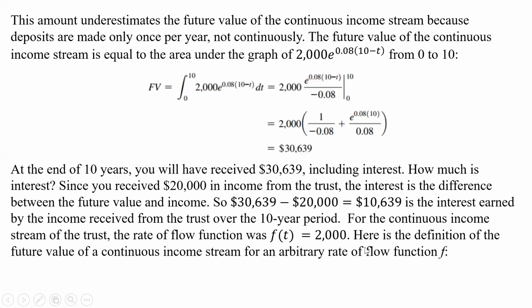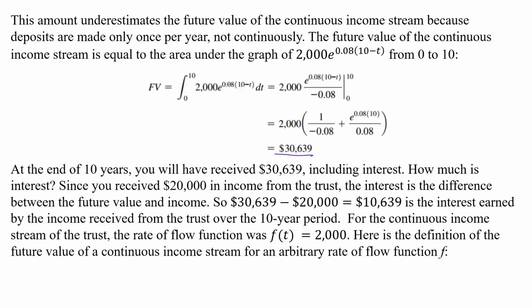Now, this amount actually underestimates the future value of the continuous income stream because deposits are made only once per year. They're not continuous. The future value of the continuous income stream is equal to the area under the graph of 2,000 e^(0.08(10 − t)) from 0 to 10. So we integrate from 0 to 10 of 2,000 e^(0.08(10 − t)) dt, and we end up with $30,639. So that's how much you'll receive, including the interest.